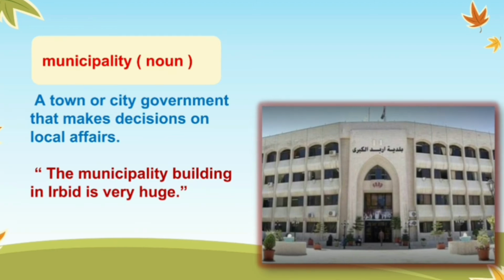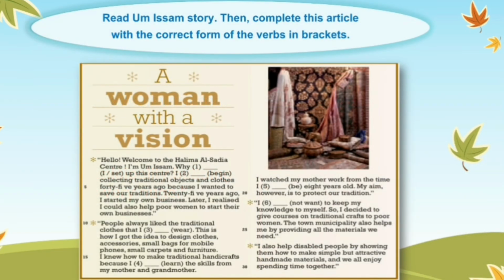Now, dear students, let's move to the main text of this lesson. I want you to read Issam's story. This story is about saving traditions and helping poor people by creating a business to save those traditions.